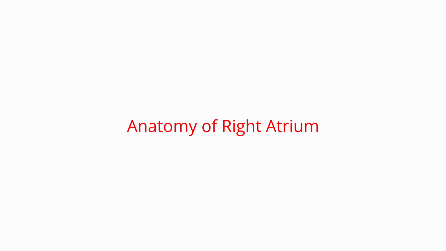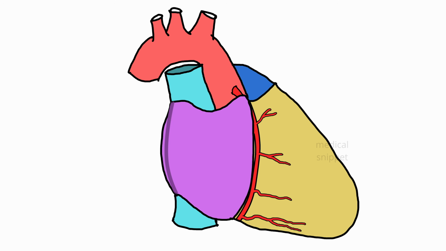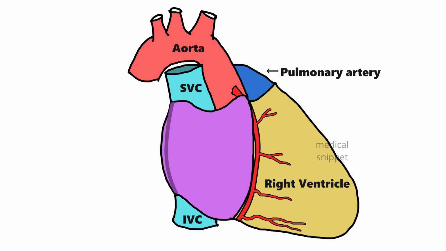In this video, external and internal anatomy of right atrium will be discussed. This is the external surface of right atrium. It extends from superior vena cava orifice to the inferior vena cava orifice.